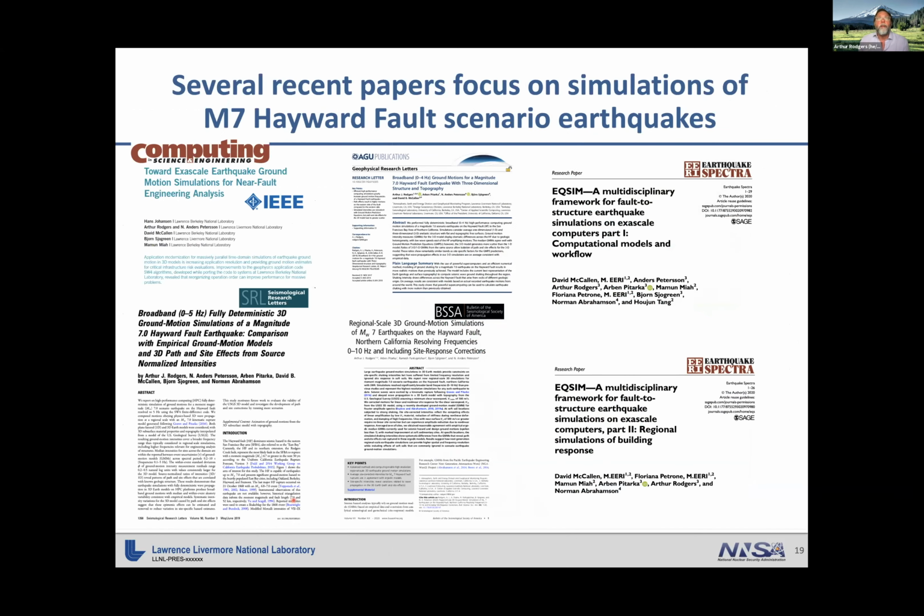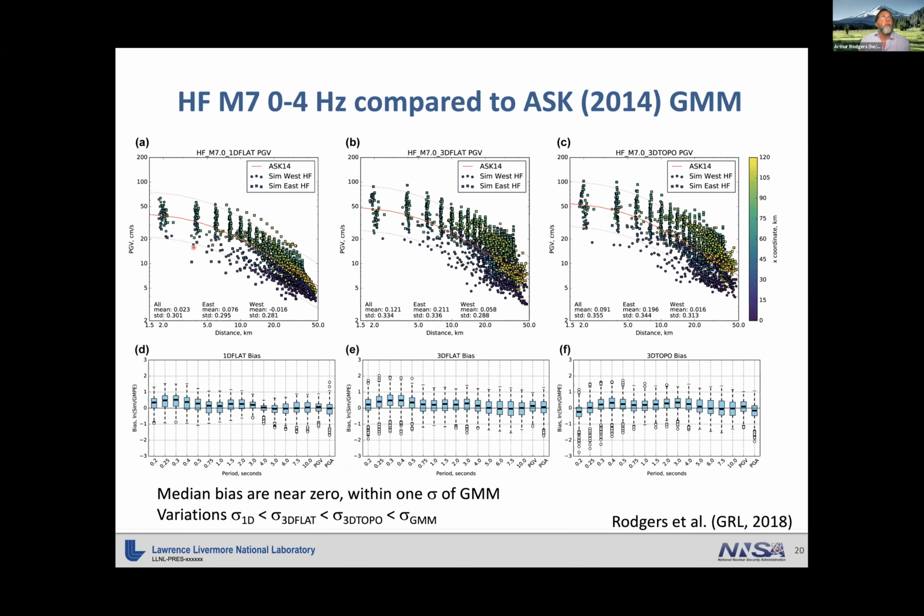We've published a number of papers on this, increasing the frequency content, and this shows an example from an earlier study that was valid 0 to 4 Hertz, comparing PGV with the ASK 2014 NGA West 2 model. For a 1-dimensional flat Earth model, a 3-dimensional model with no topography, a flat free surface, and the 3-dimensional model with surface topography. The PGV values look good. We see a separation of the east and west sides, though, and relatively unbiased for PGV.